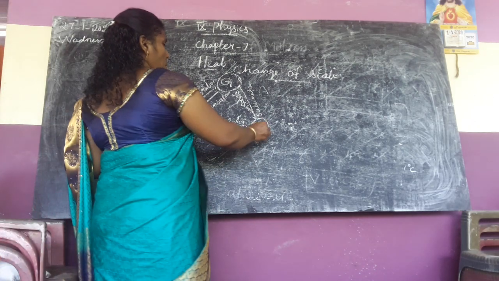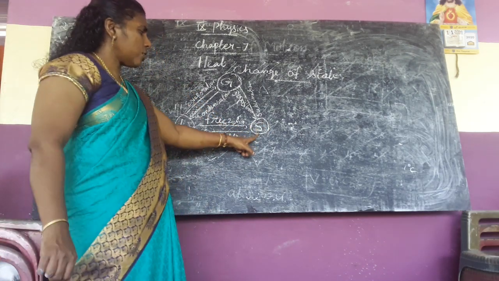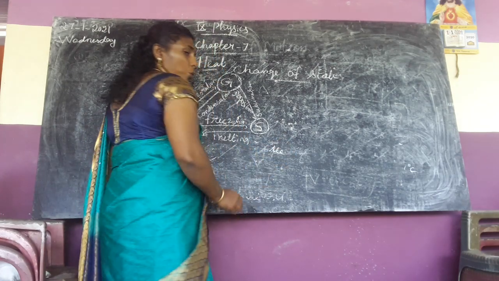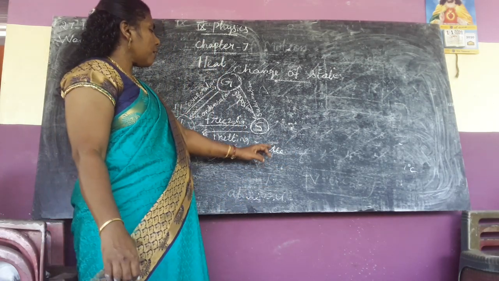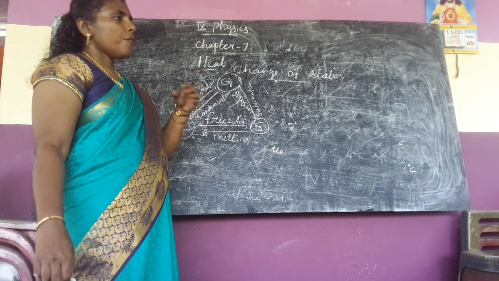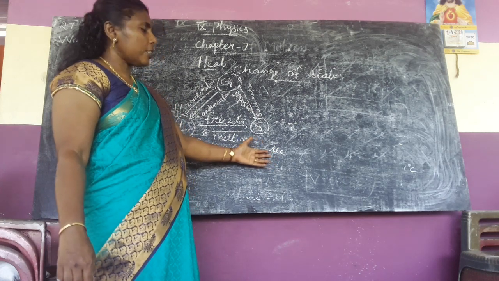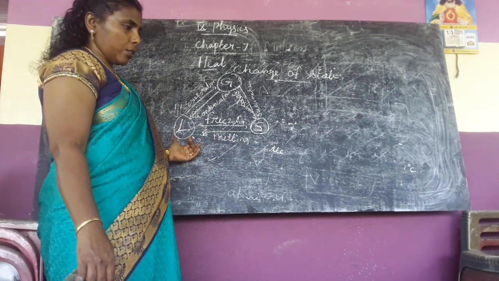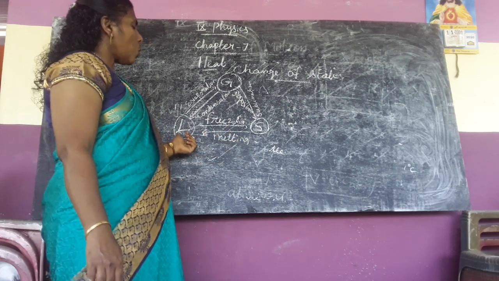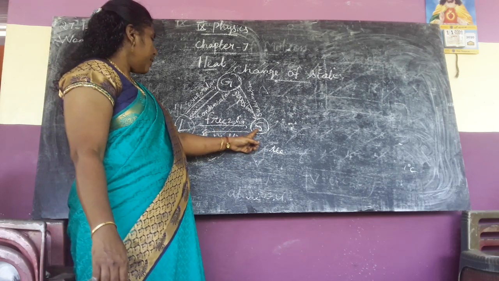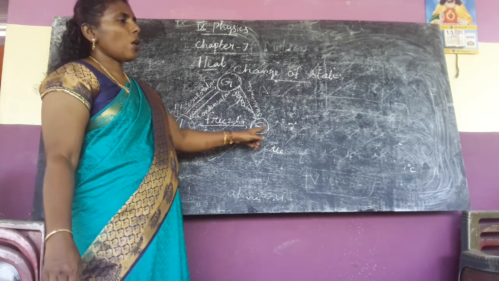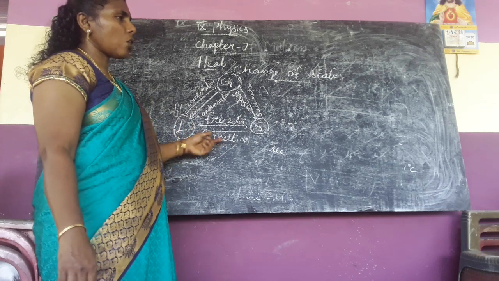Now see, first is solid. Suppose ice; you know ice cubes. When we are heating, what happens? Ice is the solid state. If we heat it, it changes into the liquid state. So the process of the solid state changing into the liquid state is called melting.